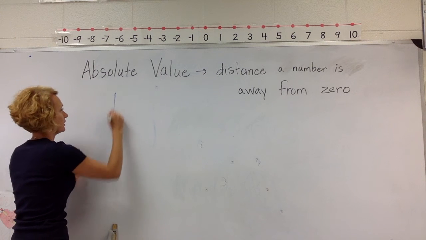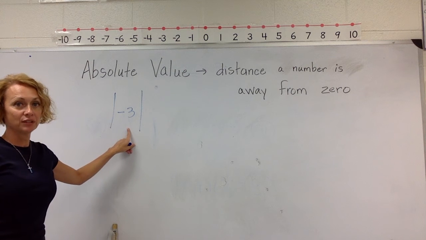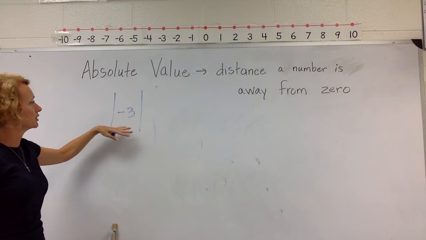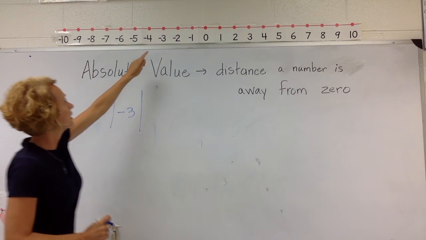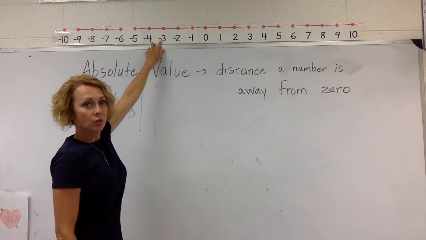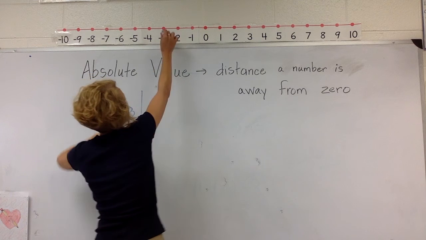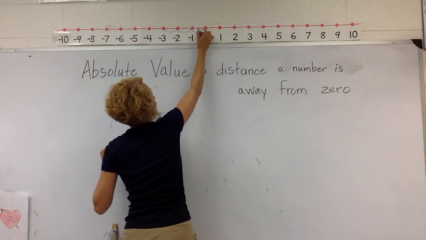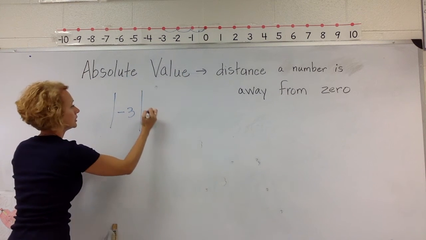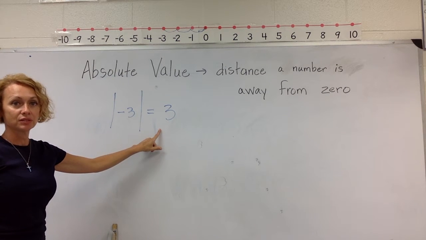So if I see this, that's the absolute value notation. And really what this problem right here is saying to me is, what is the absolute value of negative 3? So I'm thinking, if this is negative 3, what is its distance from 0? It is 1, 2, 3 units away. Whoops, that didn't go exactly the way I wanted. So the absolute value of negative 3 is positive 3.